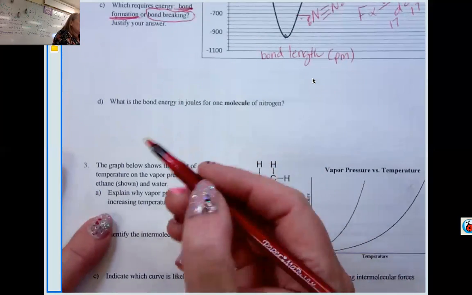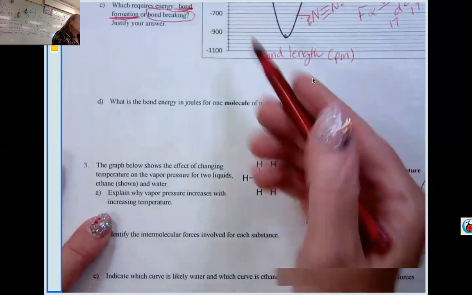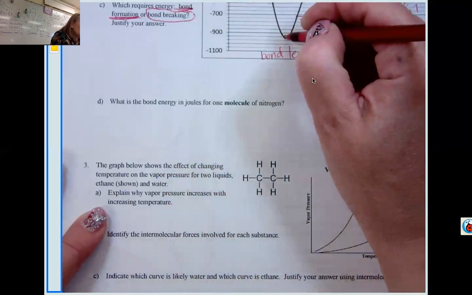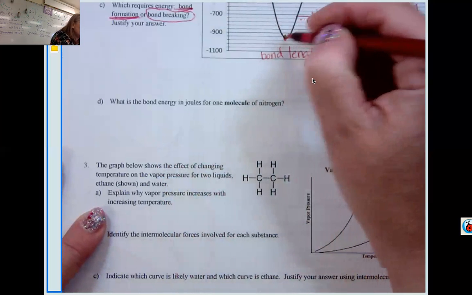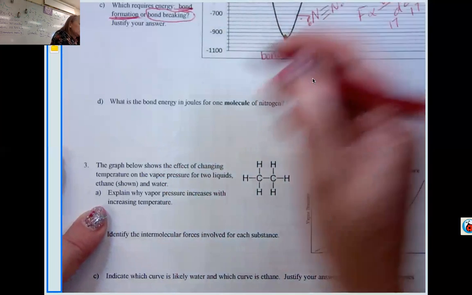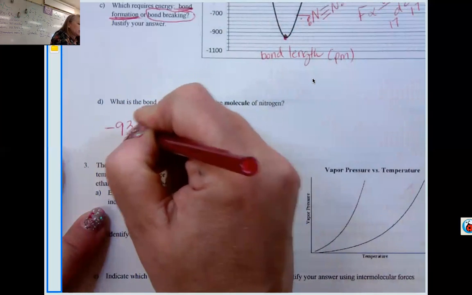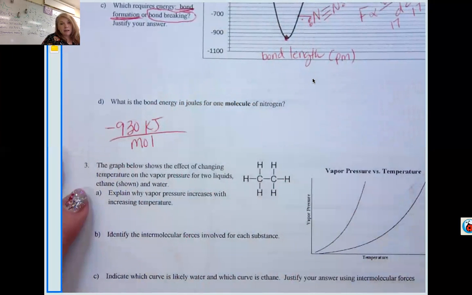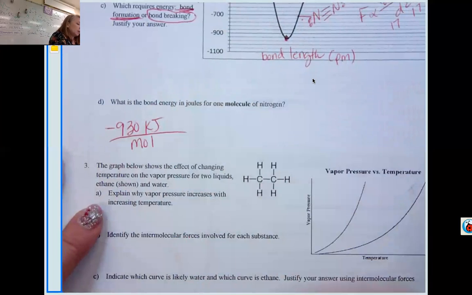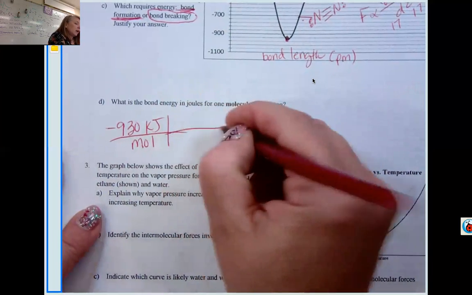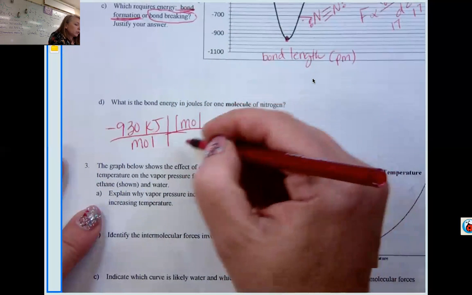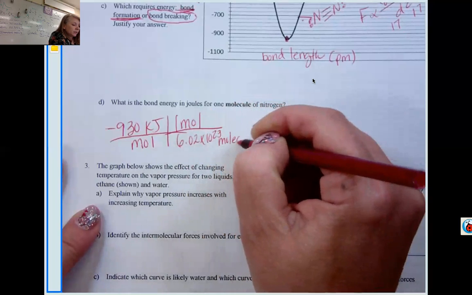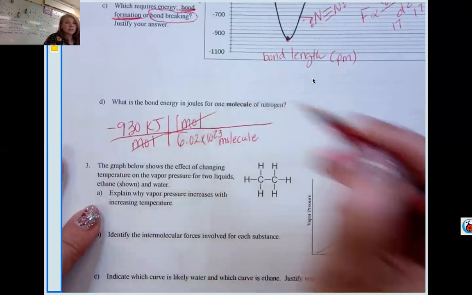What is the bond energy in joules for one molecule of nitrogen? So if we think about how much energy we've got going over here, for nitrogen, here's where your maximum potential energy drop is, and I'm going to call that, say, a negative 930 kilojoules per mole of, I'm sorry, of nitrogen molecules. And so 1 mole is equal to 6.02 times 10 to the 23rd molecules. Okay, and so that would get rid of moles and get us into molecules.